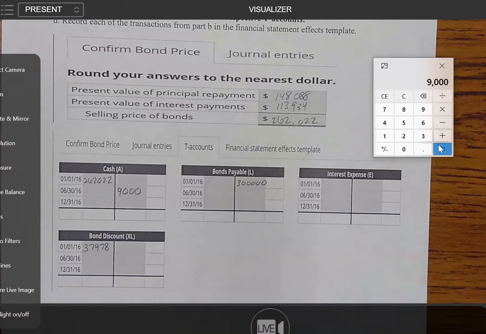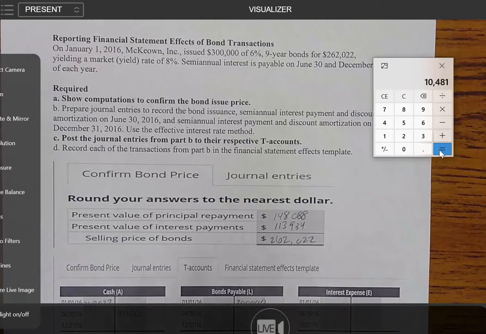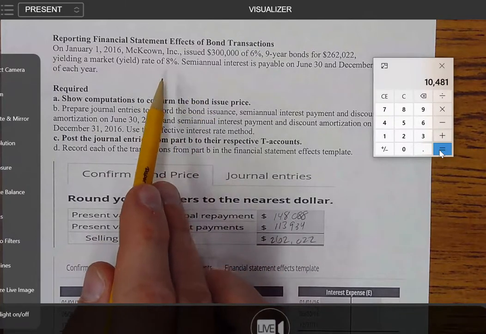Okay? So what about interest expense? Well, it's a good question. What we're going to do is take the carrying amount, which currently is $262,022, and multiply that by 0.04. And that's going to give us our amount of interest expense. I'm going to add 12 cents to this. So that's what we're going to use. Where did I get that number? The 4%. I got it from the question. Market rate of interest is 8%, but because it's semi-annual, we have to cut that in half as well.